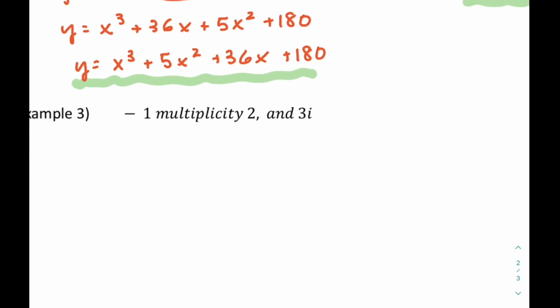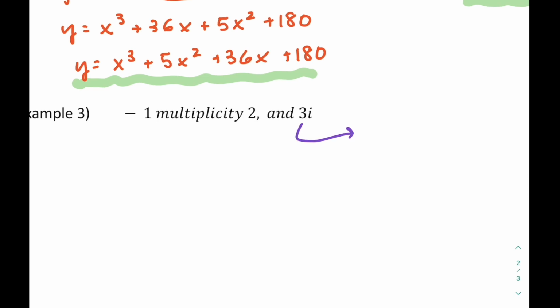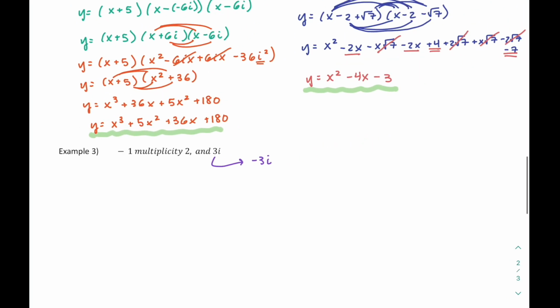Okay, so again, with 3i, for that to be a conjugate, I would need 0 plus or minus 3i. So I can go ahead and write out the conjugate as negative 3i. Then I can use that information to go to factors.